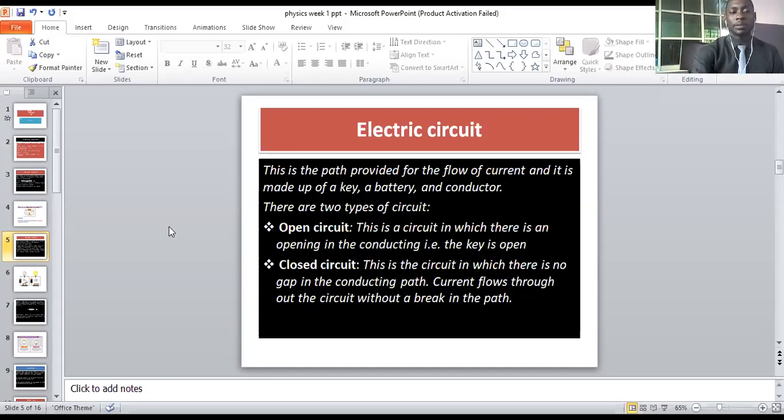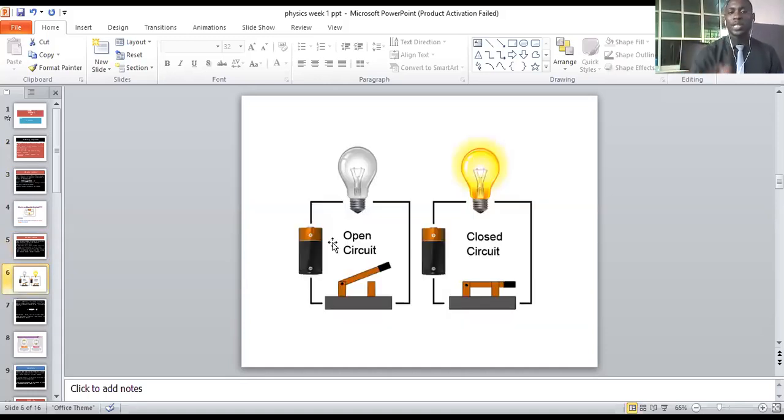Let me show you the diagram. Look at this. This is an open circuit. Look at the open circuit and look at the closed circuit. The open circuit is not producing light. Why is the closed circuit producing light? Because the switch, the key, is closed there. This is the key here. In the open circuit, it's open. It's not contacting the other terminal.